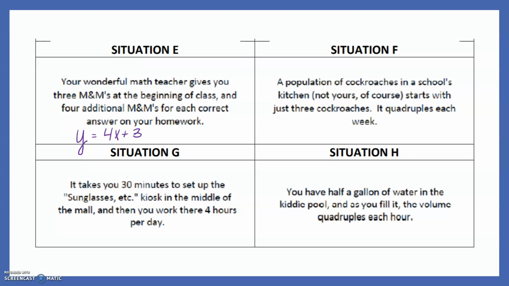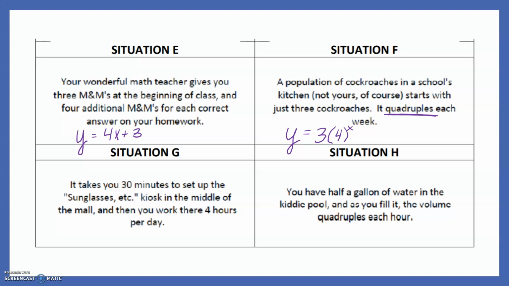Situation F. A population of cockroaches in a school's kitchen, not yours of course, starts with just 3 cockroaches and it quadruples each week. We have that key word quadruples, which means that we'll have an exponential function. We start with our initial amount of 3, quadruples goes with 4 to the x power.